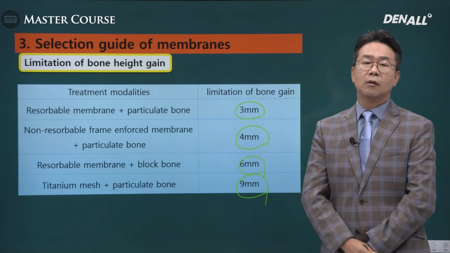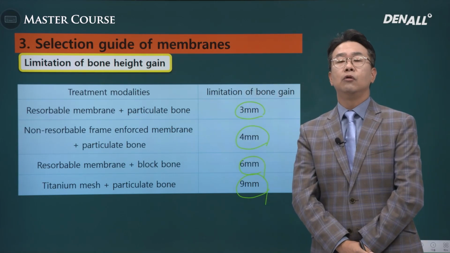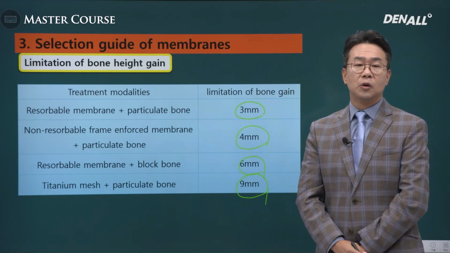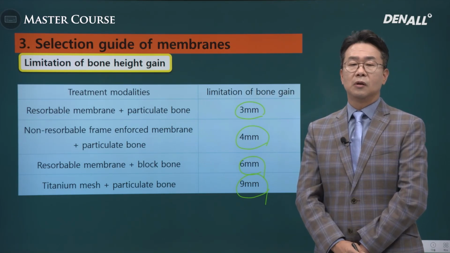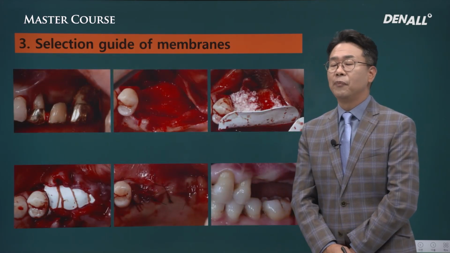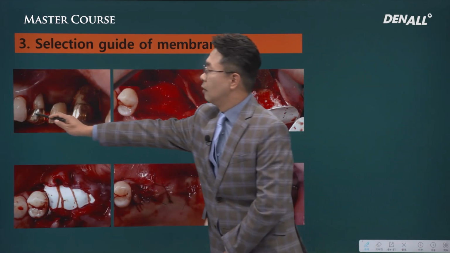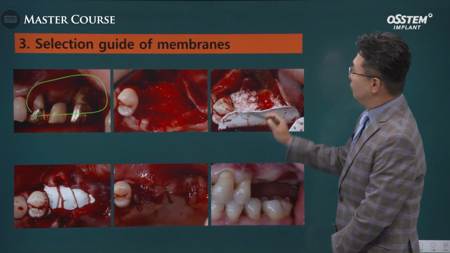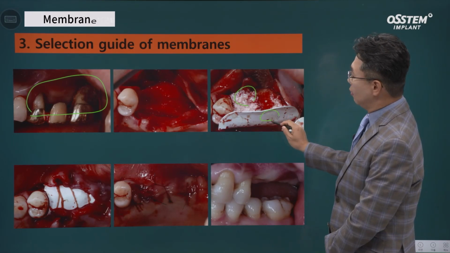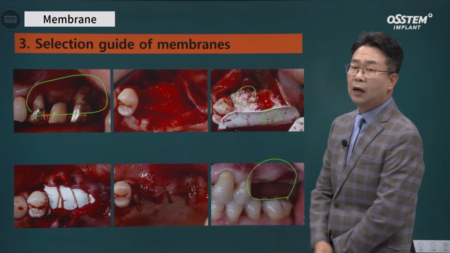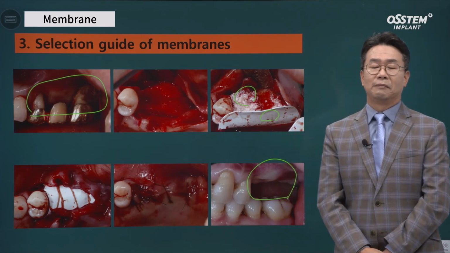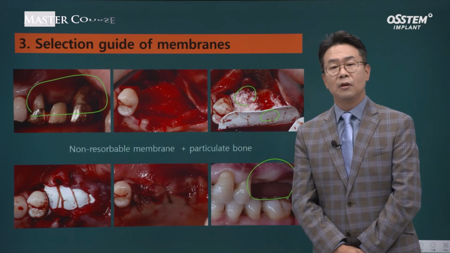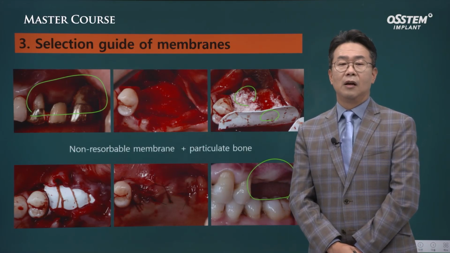Please refer to this, but this is not an absolute standard. You need to understand the defect and determine how much bone regeneration you aim to achieve. And following that goal, you need to find the right material. When I come across this kind of defect, I have achieved this kind of result by using particulate bone graft material with a non-resorbable membrane. What would you do? I believe you need to form your own set of criteria and proceed with treatment.